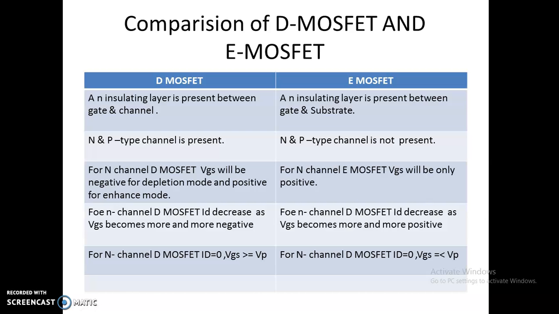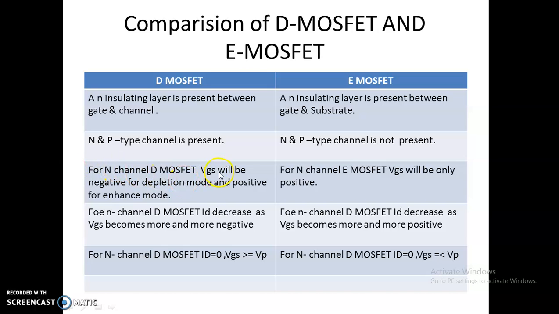In exams, many times the question asked by GTU is the comparison of D MOSFET and E MOSFET. The basic difference through construction we have already discussed. The channel is present in D MOSFET; in E MOSFET the channel is not present. An insulating layer is present between gate and channel. Here the insulating layer is present between gate and substrate in E MOSFET.